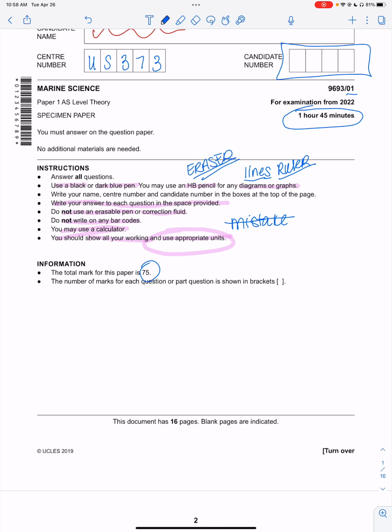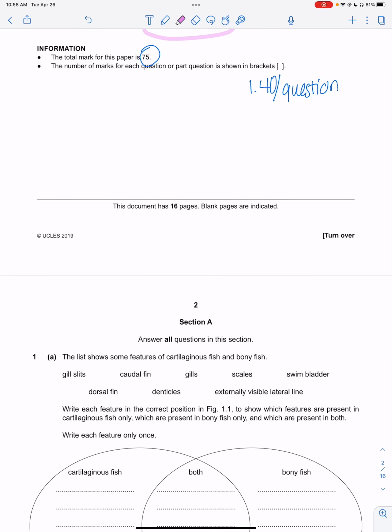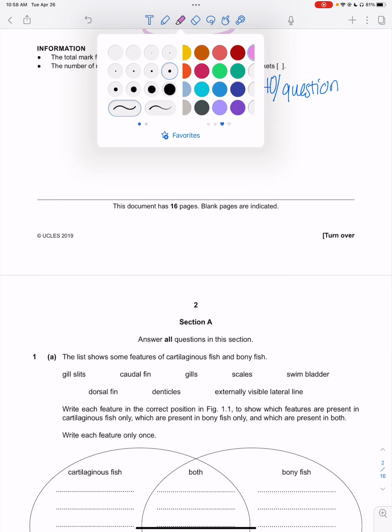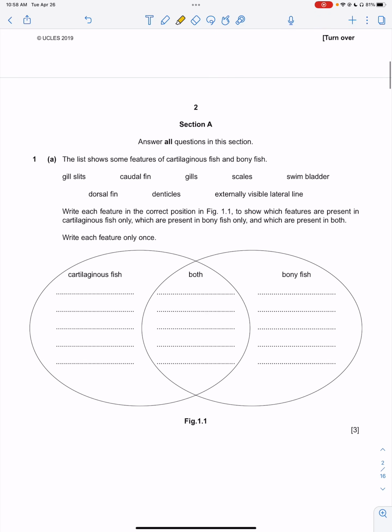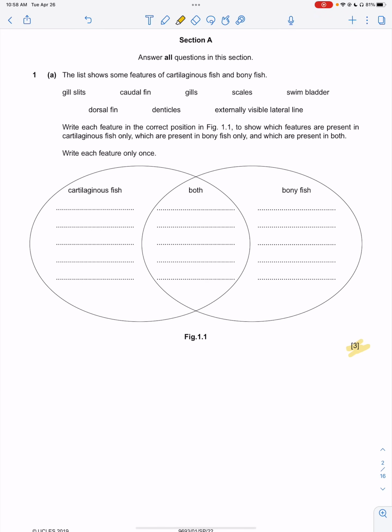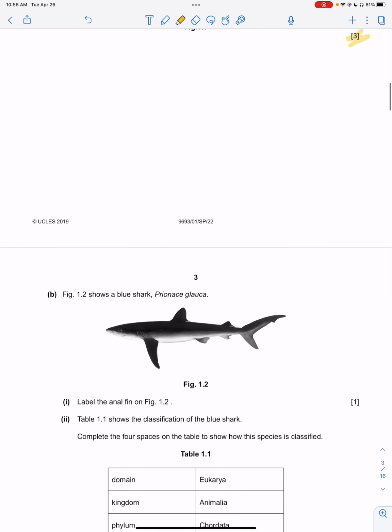75 marks total, an hour and 45 minutes will give you about a minute and 40 seconds per question. There you go, a minute 40. Okay, and right away, I always say, highlight your marks right away. If you see something and you want to brain dump, go for it.